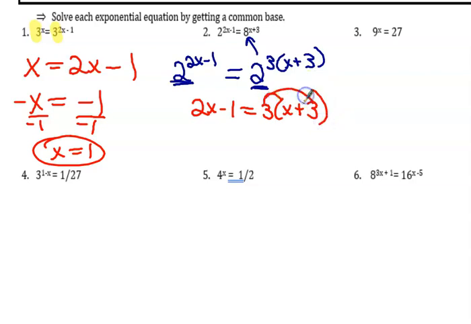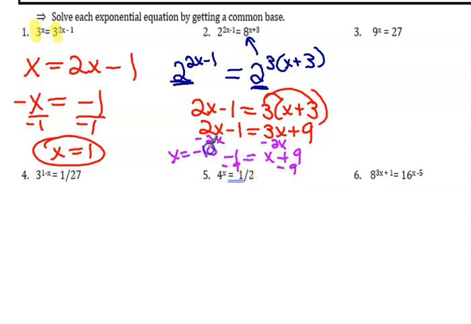Okay, distribute and solve. 2x minus 1 equals 3x plus 9. And move things around. So I'm going to actually move the x over here. So I'm going to subtract 2x to both sides. I get x plus 9 equals -1. Subtract 9 to both sides, and x equals -10.